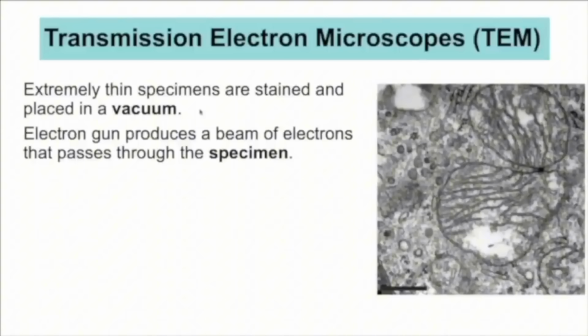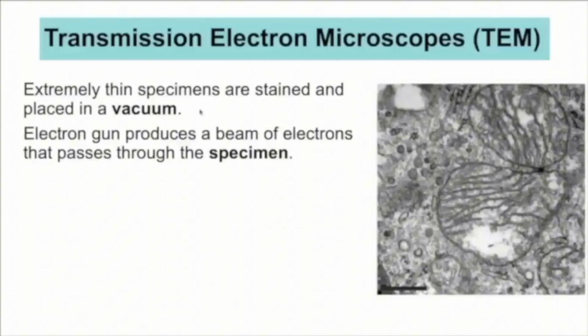The electromagnet will focus that beam, and these transmit or pass through the specimen. Some parts of the specimen will absorb the electrons, and that will make them look darker in the image, and some parts won't and they look lighter. So you get a 2D image because the electrons are passing through. And these are really useful for being able to see the internal structures of cells.